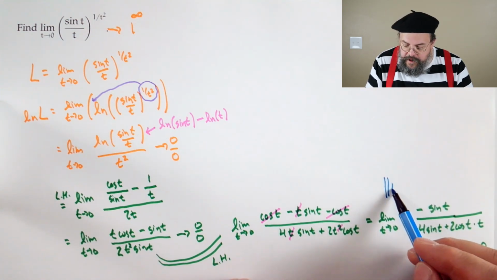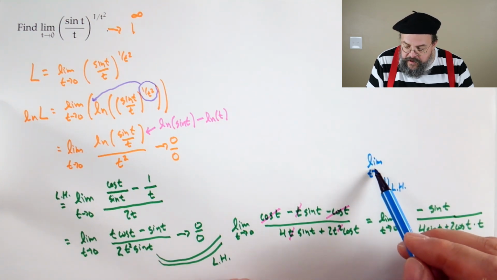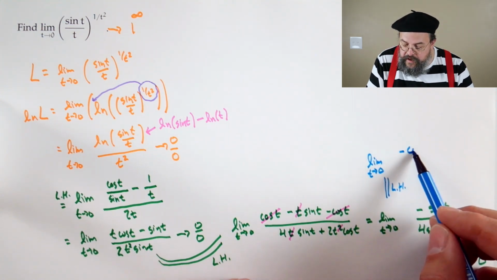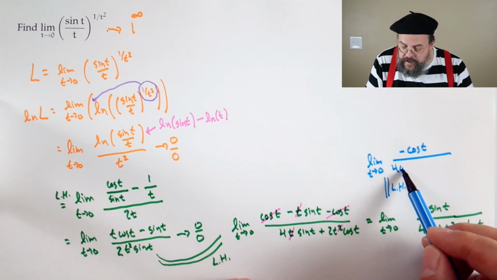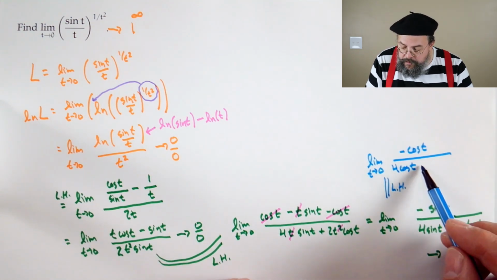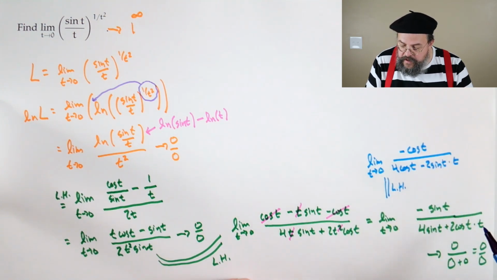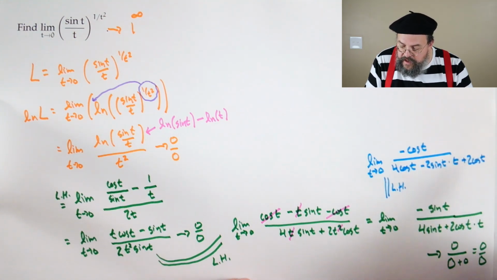So, this is applying L'Hopital. That's our limit as t goes to 0. Now, the derivative of minus sine is minus cosine. The derivative of 4 times sine is 4 times cosine. Then the derivative of the first, so that'll be minus 2 sine of t times t. And then, so the derivative of the first times the second plus the first, 2 cosine t, times the derivative of the second times 1.